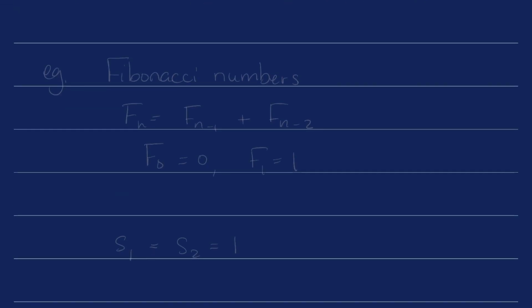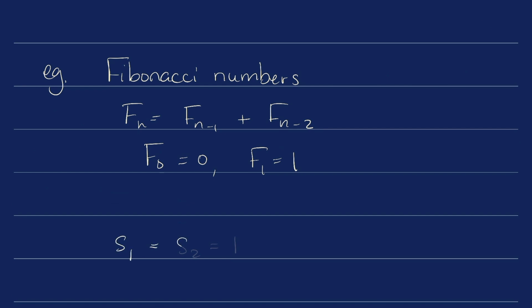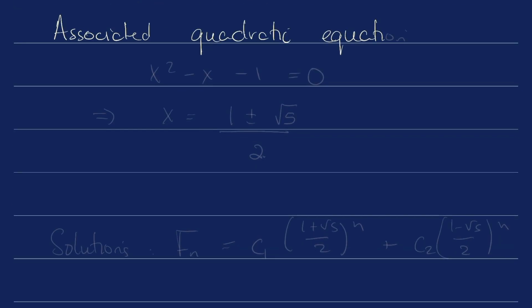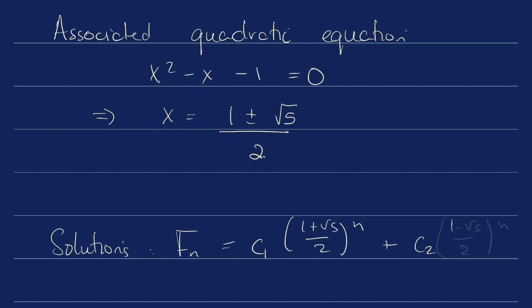Let's do an example. Let's check out the Fibonacci numbers. F_n = F_{n-1} + F_{n-2}, where F_0 is 0 and F_1 is 1. In terms of using our theorem to find the solutions for this, S1 is equal to 1 and S2 is equal to 1. The associated quadratic equation is therefore going to be x^2 - x - 1 = 0. And when we solve this quadratic equation, we get that x is going to be (1 ± √5)/2. That means our solution is going to look like F_n = c1 times the first possibility for x to the n plus c2 times the second possibility for x to the n.